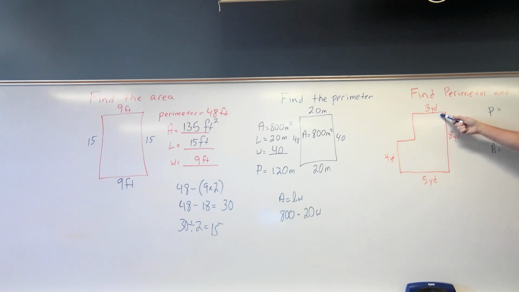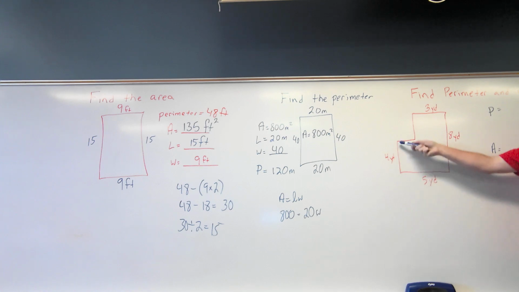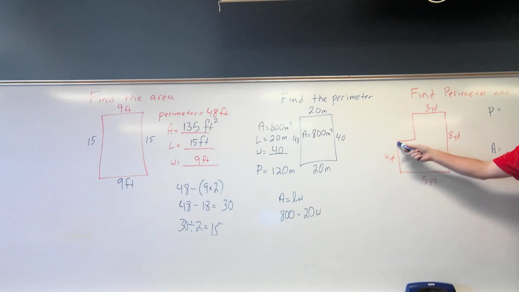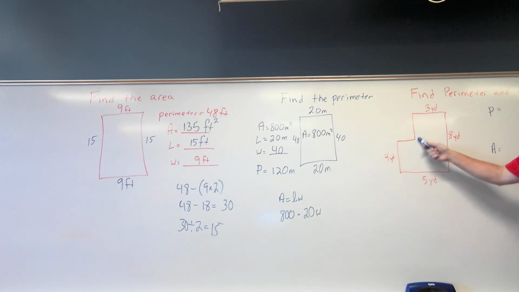I know the length of this is 3 yards. This is 8 yards. This is 5 yards. This is 4 yards. But I don't know this, and I don't know this. Oh, that's why it's so difficult. So figure out, if you can, what this is and this is.